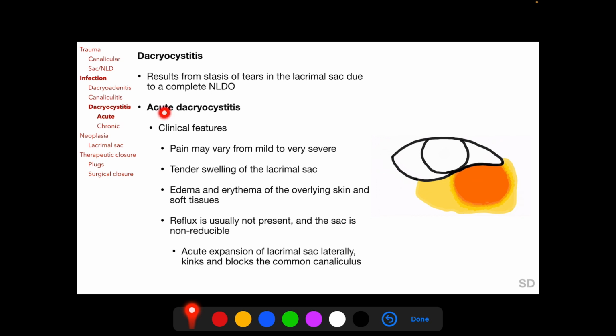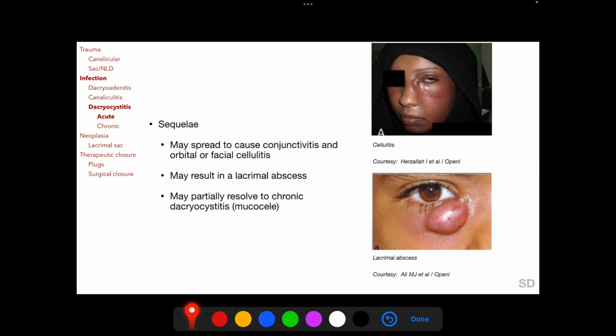Acute dacryocystitis presents with pain which may vary from mild to very severe in nature. We will find a tender swelling of the lacrimal sac with edema and erythema of the overlying skin and soft tissues. Reflux upon digital massage is usually not present and the sac is non-reducible in acute dacryocystitis. This is because of acute expansion of the lacrimal sac laterally in acute dacryocystitis, which kinks and blocks the common canaliculus, preventing reflux.